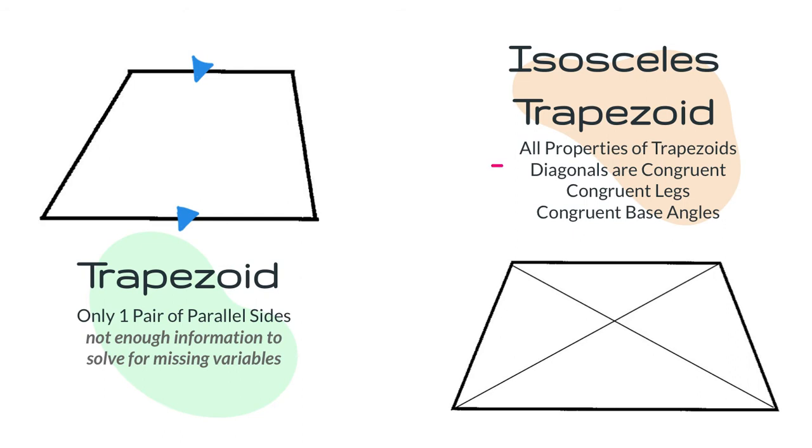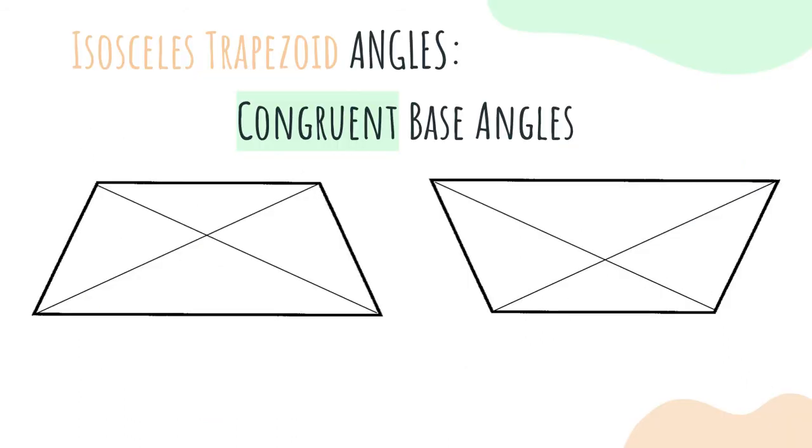So we have three things that are true. We have that the diagonals are congruent, we have congruent legs, and we have congruent base angles. So we're going to take a deeper dive into the isosceles trapezoid to see what that will look like. An isosceles trapezoid has congruent base angles. The base angles can be on the long side or they can be on the short side, but either way, these pictures are the same. The trapezoid is just rotated or flipped.